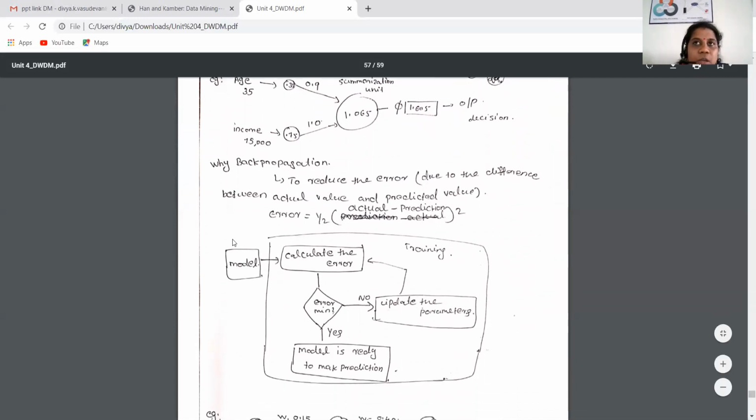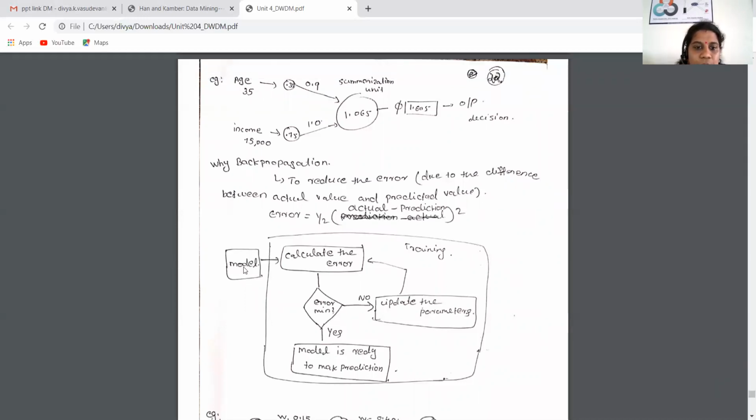So what we are doing is constructing a particular model. How are we constructing this model? We are constructing the model based on the training data that is available. Based on the model we constructed, we calculate the error.